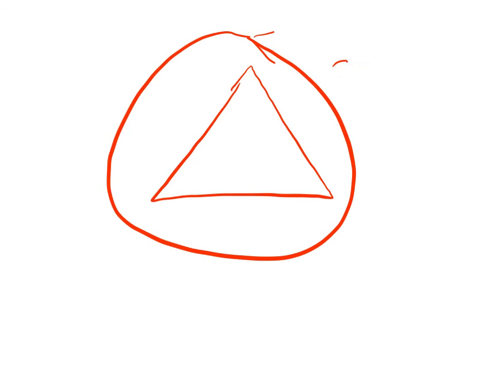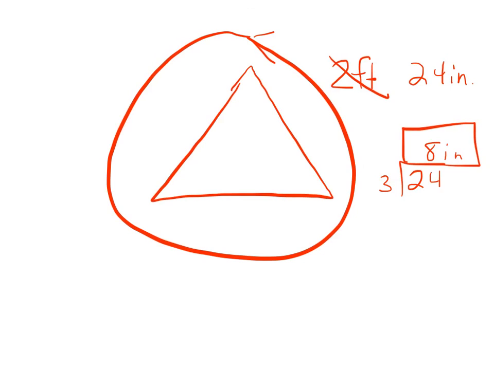In example 4, we're talking about the perimeter of an equilateral triangle being 2 feet. So the whole distance around is 2 feet, and it's an equilateral triangle, so every side is exactly the same length. And they want to know how many inches long is each side. So I'm going to convert this to 24 inches. 2 feet is 24 inches. I've got 3 sides. 24 divided by 3 is 8. So my answer here would be each side would be 8 inches.